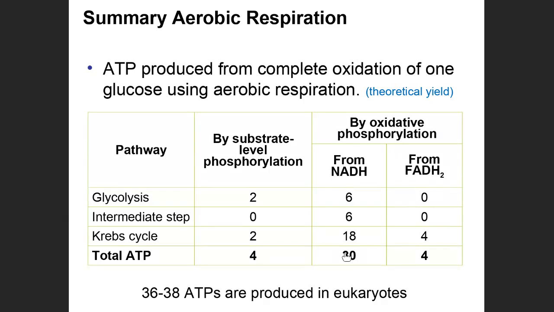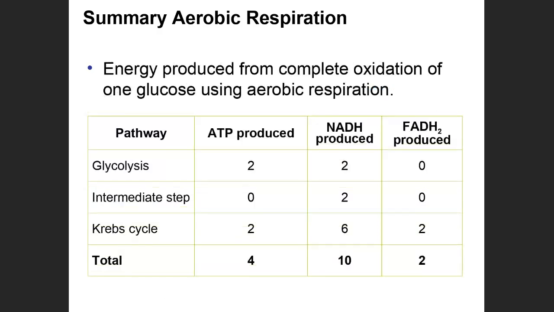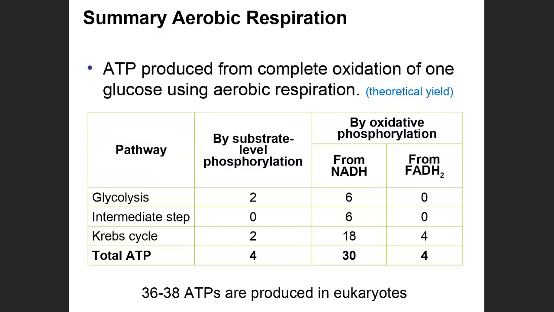Now for the FADH2, we're going to get 4 molecules of ATP. Remember, there were only 2 molecules of FADH2 produced, and they yield 4 ATPs. So how many ATPs for every FADH2? 2. So the NADH can produce 3 ATPs, and FADH2 produces 2.